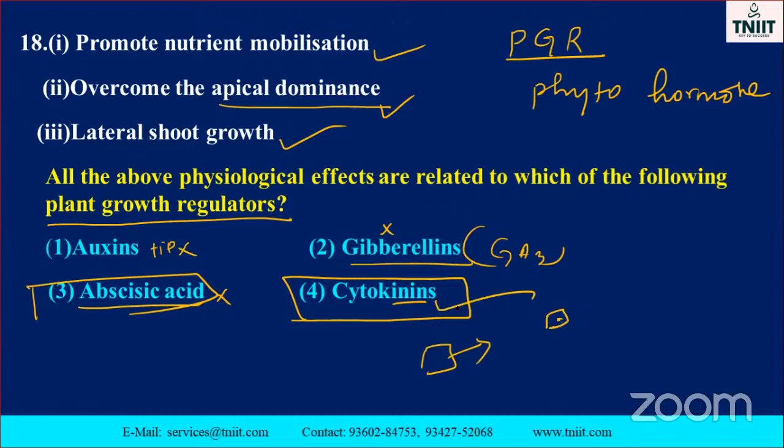Single cell, what is happening? When the cytokinin plant growth hormone is introduced into the cell, what happens? Automatically, the single cell divides into a mass of cells. So it is growth. That's why cytokinin is the correct answer, my dear.